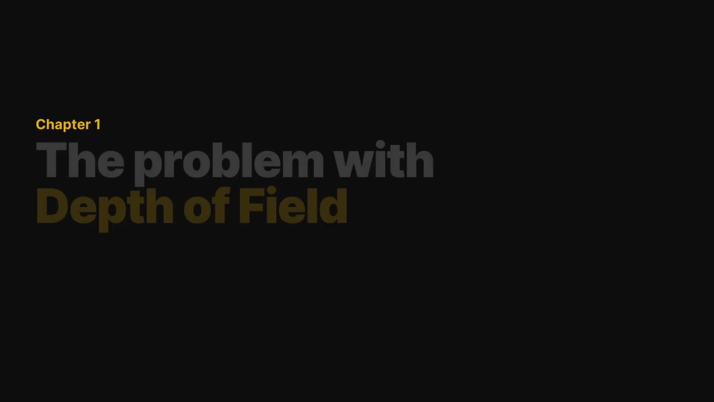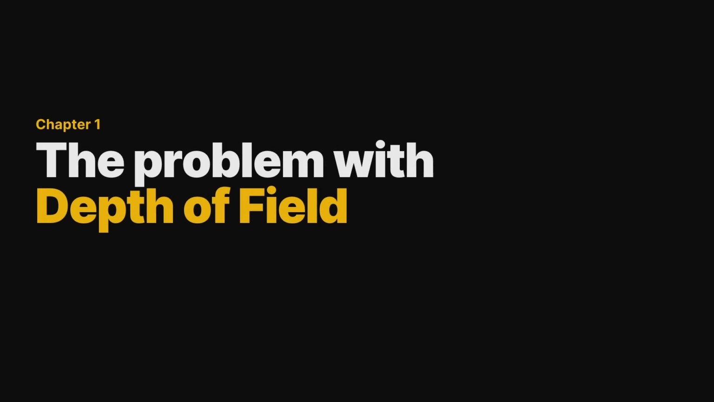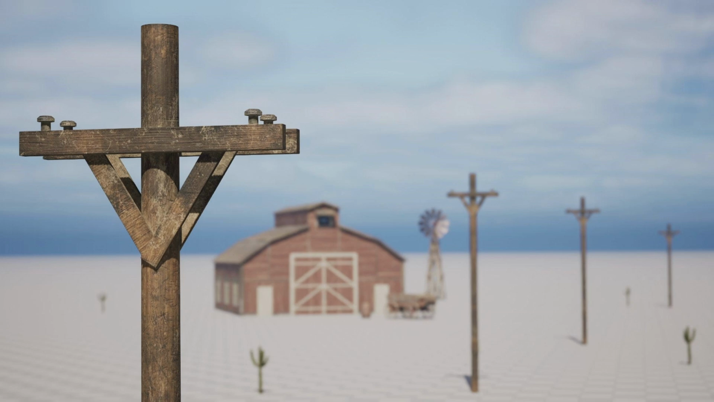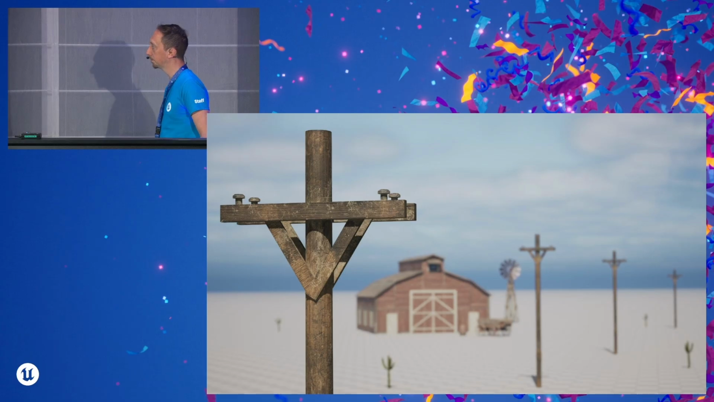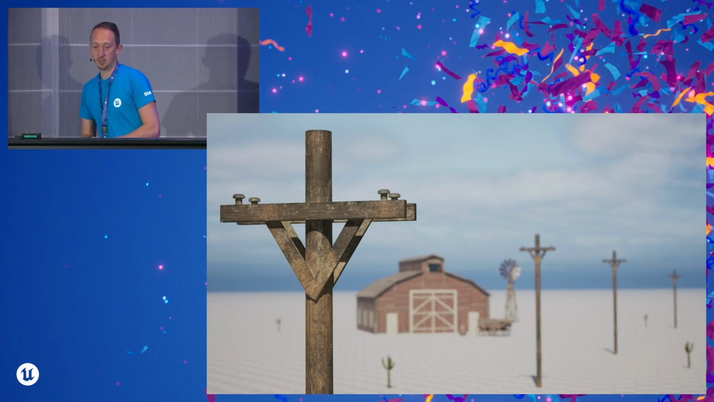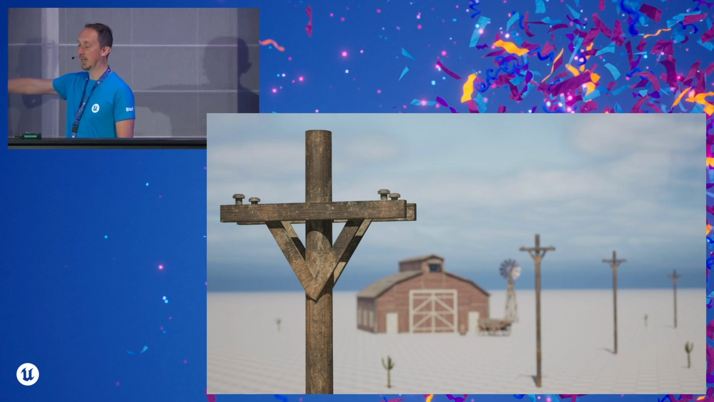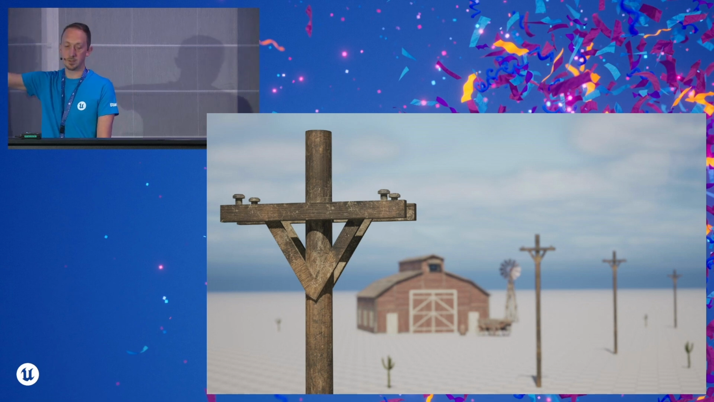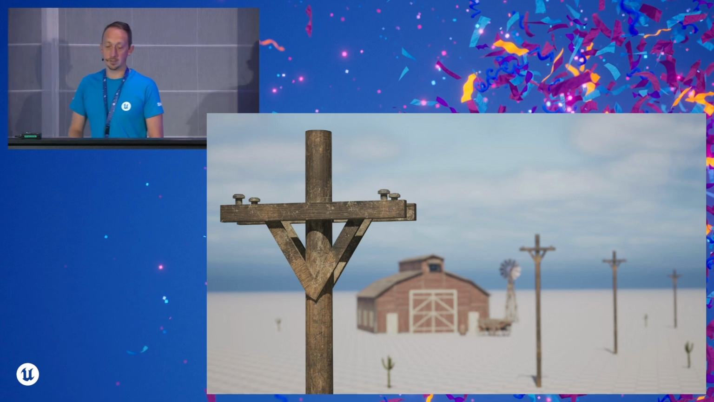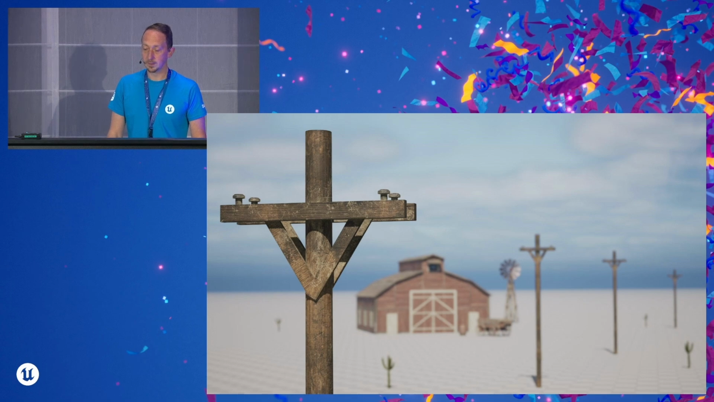So chapter 1. The problem with depth of field on the LED wall. So just going to go through some illustrations of the problem. Here's an example frame. This is, as you can see, typically we're seeing a depth of field. We are seeing those objects further away from camera, blurrier than the ones that are close to the camera. And we're focused on that telegraph pole that's right near us.